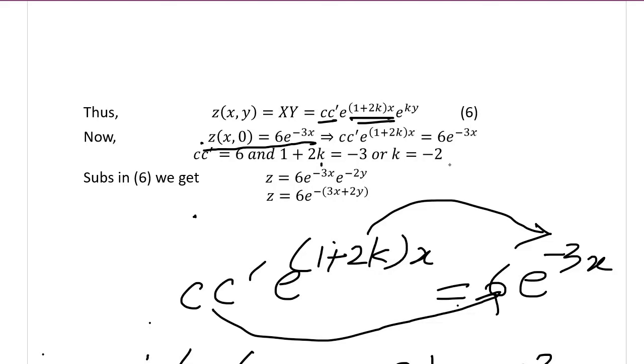So those solutions are written here. Now from that the final solution is z = 6, since c' is given as 6, so 6 e^(−3x) times e^(−2y). I'm just substituting c' = 6 and k = −2. Now z is equal to 6 times, writing the exponent of e together, e raised to (−3x − 2y). This is how you have to solve a question using the method of separation of variables.